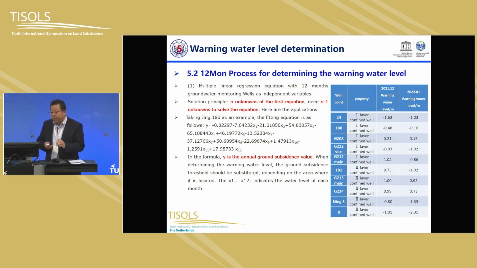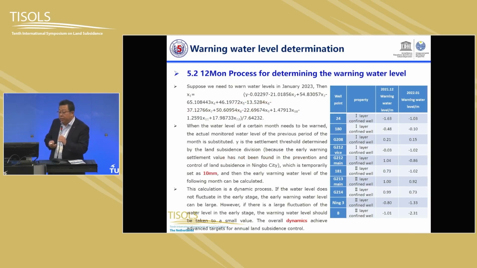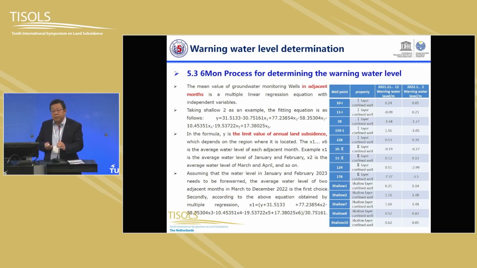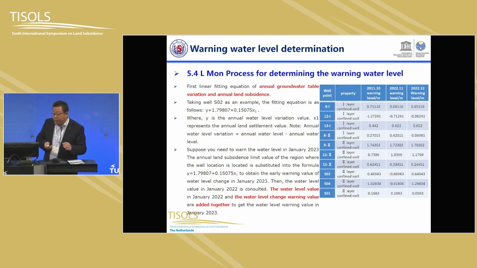This one is the equation with 12 years of data. We can determine the pre-warning groundwater level. This is the calculation equation. This is the equation with 6 years of data. We also can predict every month whether the groundwater level can be accepted. If it cannot be accepted, it means that the land subsidence caused by the groundwater level fluctuation may exceed the threshold of the land subsidence. This one is the other equations.